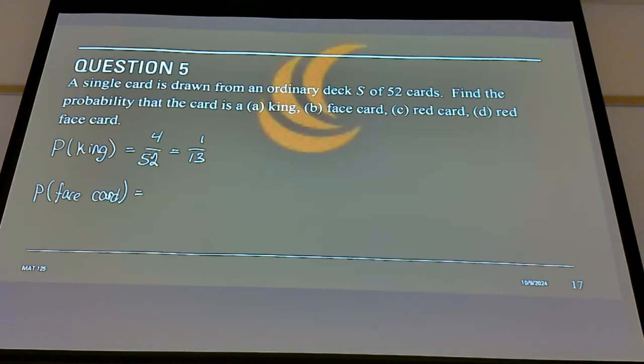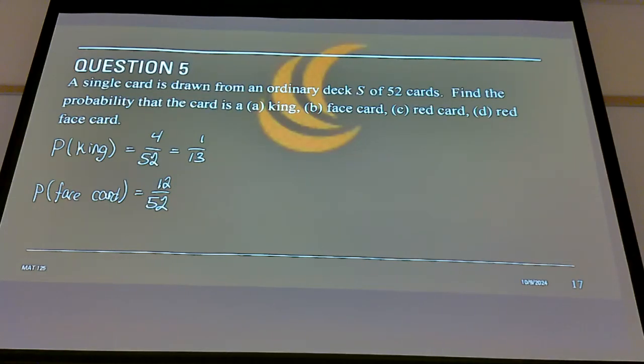Probability of drawing a face card. Jack, Queen, or King. Each suit has 3 face cards. There are 4 suits, so there are 12 total face cards. So 12 out of 52, or 3 in 13.